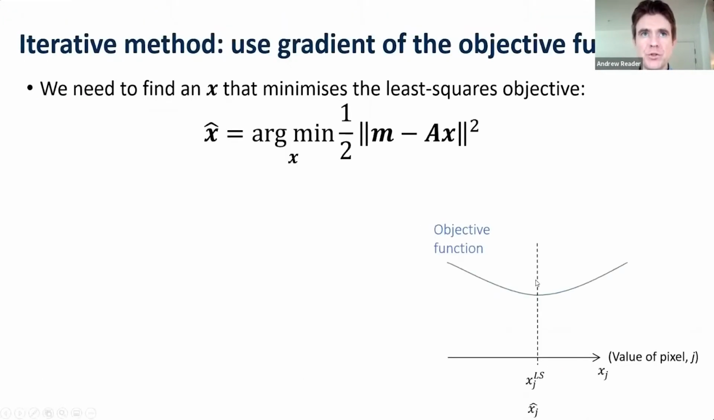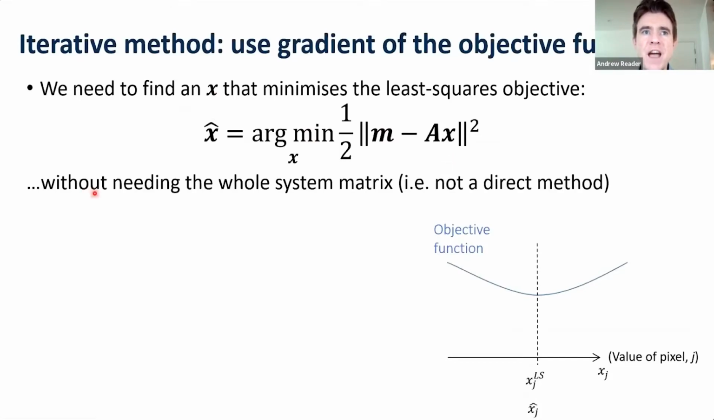So that's the motivation on this next slide. We need to find the X that minimizes that least squares objective, and this is a key point, without needing the whole system matrix to be stored in memory. When you're doing forward models, system models in software, often these are done via calculations on demand. You certainly don't store the entirety of that acquisition model in memory because it would be colossal.